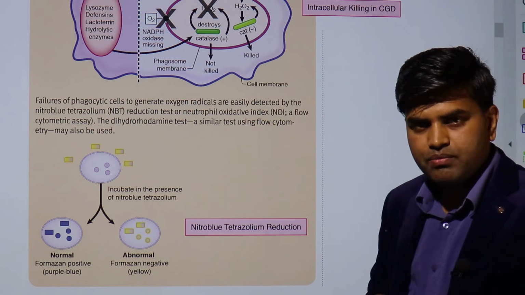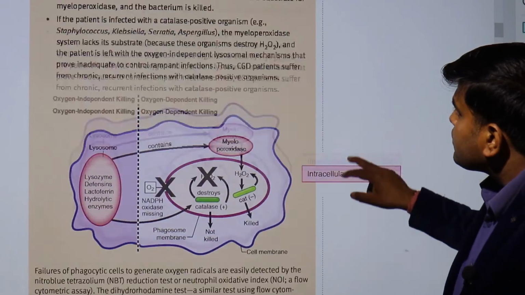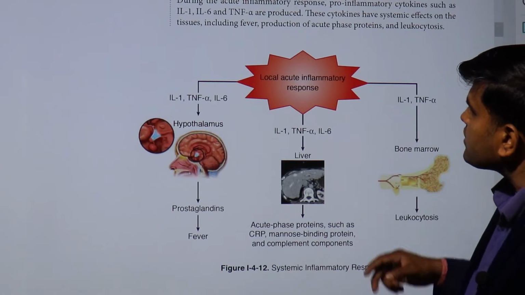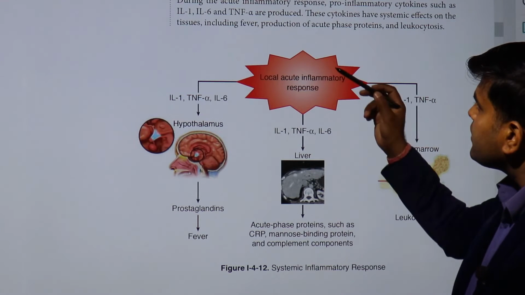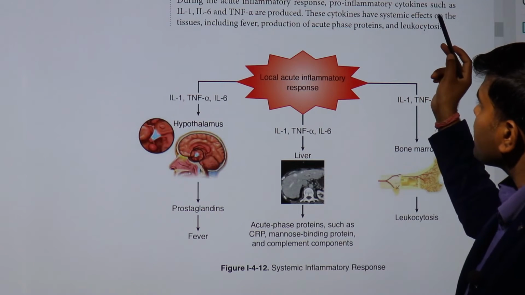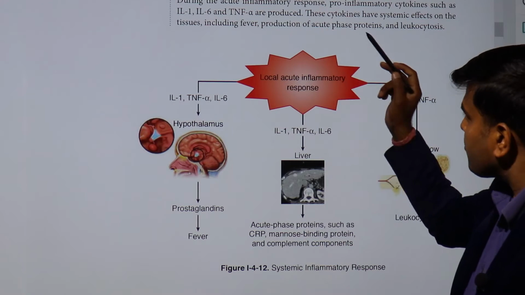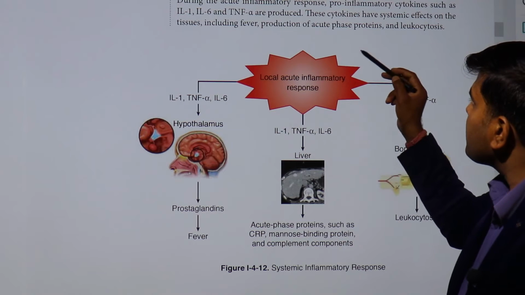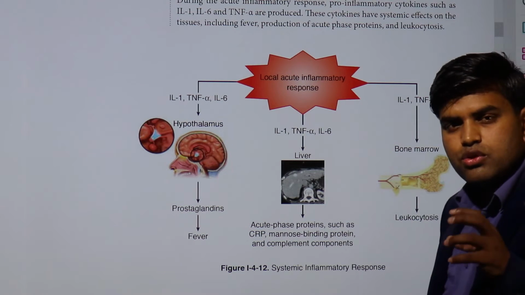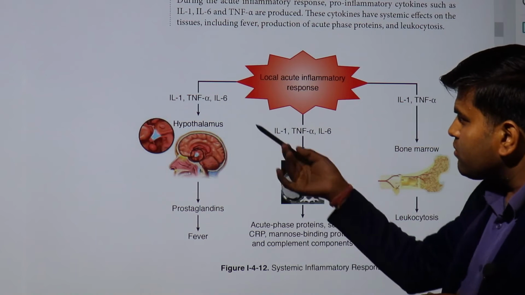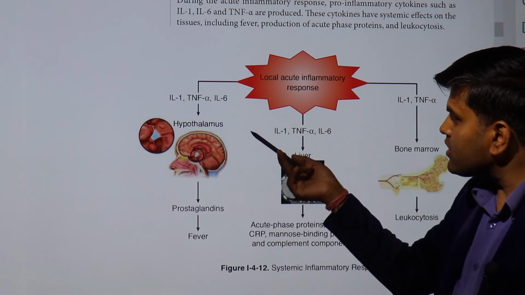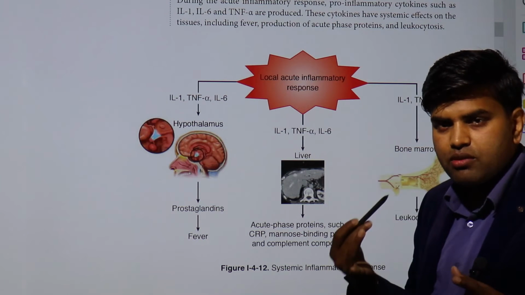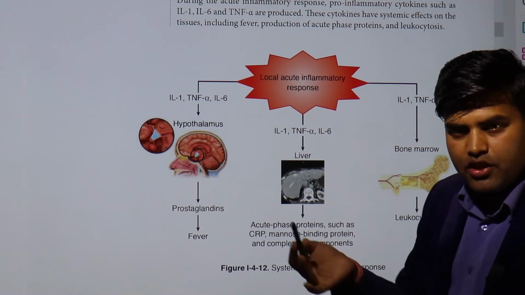We have to know detail about it. Now we can talk about one important thing, that is systemic inflammation. We know that during the acute inflammatory response, pro-inflammatory cytokines such as interleukin 1, 6 and TNF are produced. These cytokines have systemic effects on the tissue, including fever, production of acute phase proteins, and leukocytosis. During local inflammation, there is production of interleukin 1, TNF alpha, and interleukin 6. They will act on different parts of the body by reaching them through the systemic circulation.